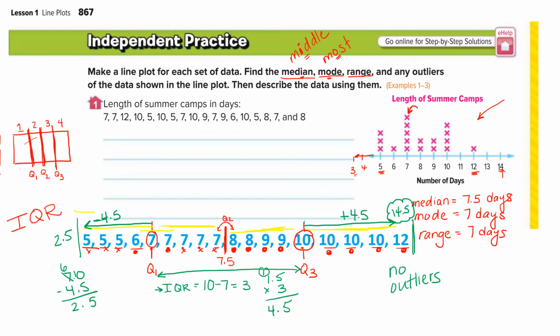Our lowest offering for a camp is 5 days, so we have no outliers on the lower portion of our data.